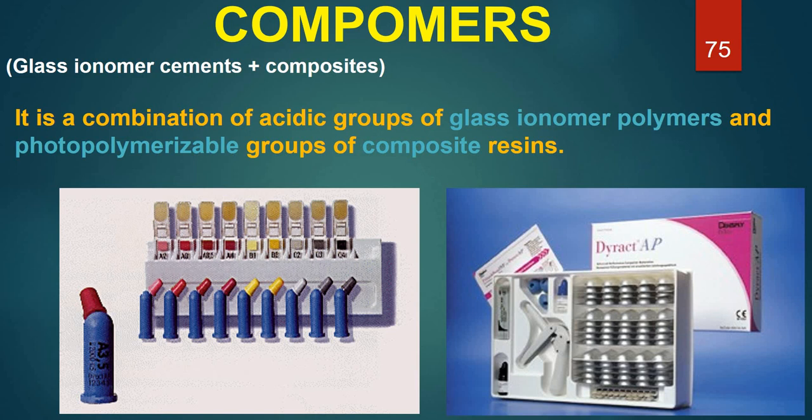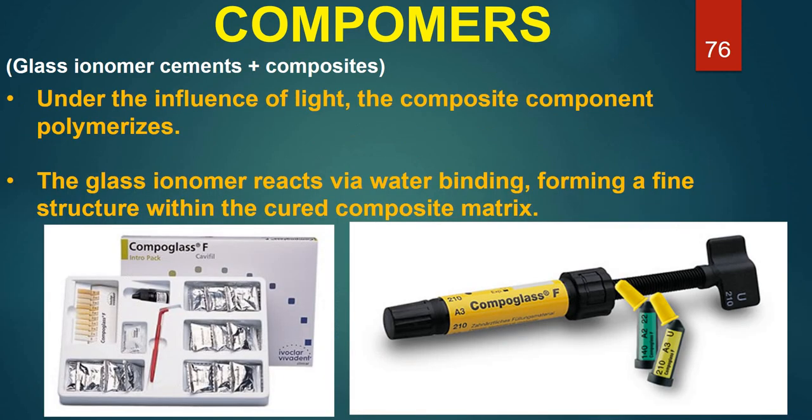Compomers: glass ionomer cement plus composites. It is a combination of acidic groups of glass ionomer polymers and photopolymerizable groups of composite resins. Under the influence of light, the composite component polymerizes. The glass ionomer reacts via water binding, forming a fine structure within the cured composite matrix.